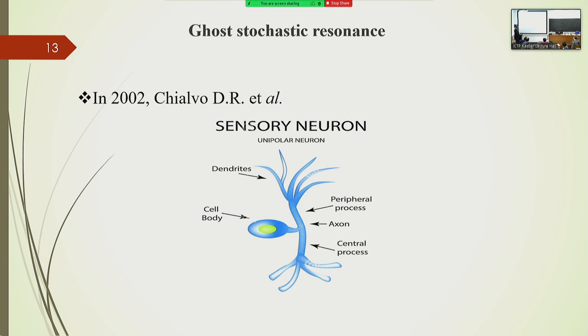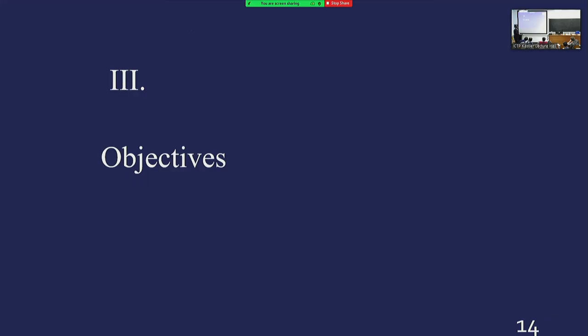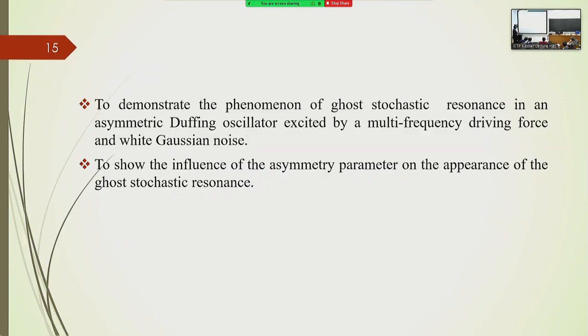This phenomenon was put forward by Chavo to explain how sensory neurons perceive the periodicity of complex sound. Let us present now our objectives. In this work, we want to demonstrate the phenomenon of Gauss stochastic resonance in an asymmetric drifting oscillator excited by a multi-frequency driving force and white Gaussian noise. We also want to show the influence of the asymmetric parameter on the appearance of the Gauss stochastic resonance.